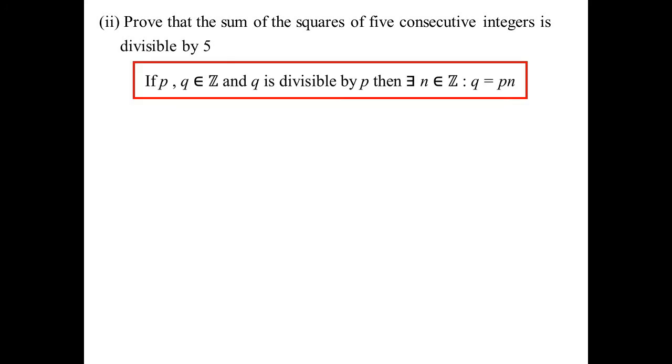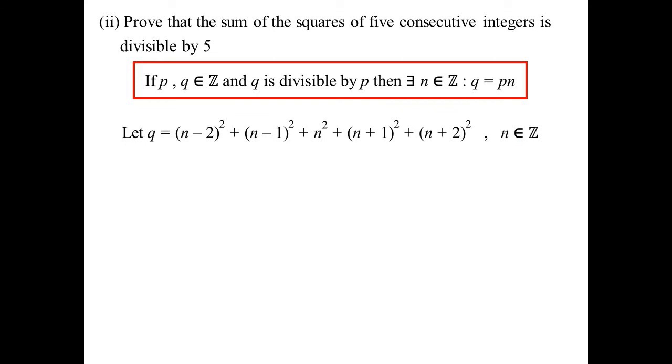Now, I just point this out. If P and Q are both integers, and I know Q is divisible by P, then there must exist another integer N such that Q is equal to P times N. I'm going to let Q equal that.